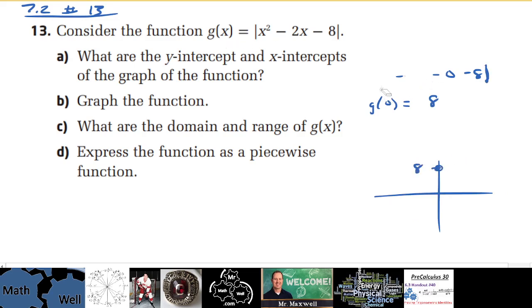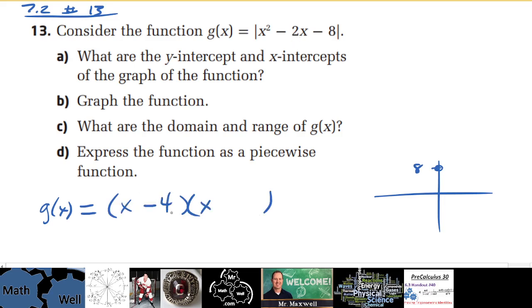Now the x-intercepts, how do we find that? If you factor this, it's going to be the absolute value of... and we don't even need the absolute value sign because the x-intercepts don't change, right? So you could just factor the function like this. It's going to be x and x. This looks like 4 and 2. So -4 plus 2. So that's an x-intercept of +4 and -2. So the x-intercepts are (-2, 0) and (4, 0). The y-intercept is (0, 8).